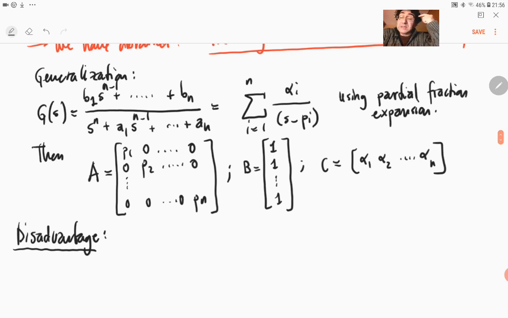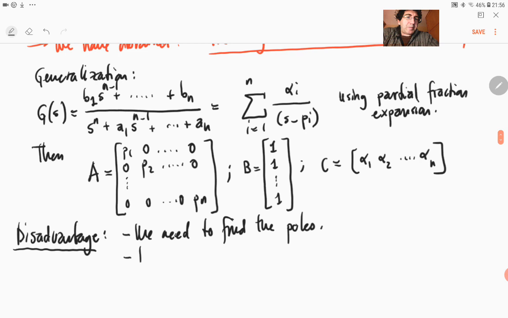Okay, what is the disadvantage? Well, we need to find the poles. Further, poles can be complex conjugate. In this case, we cannot do this. We cannot obtain the diagonal canonical form.